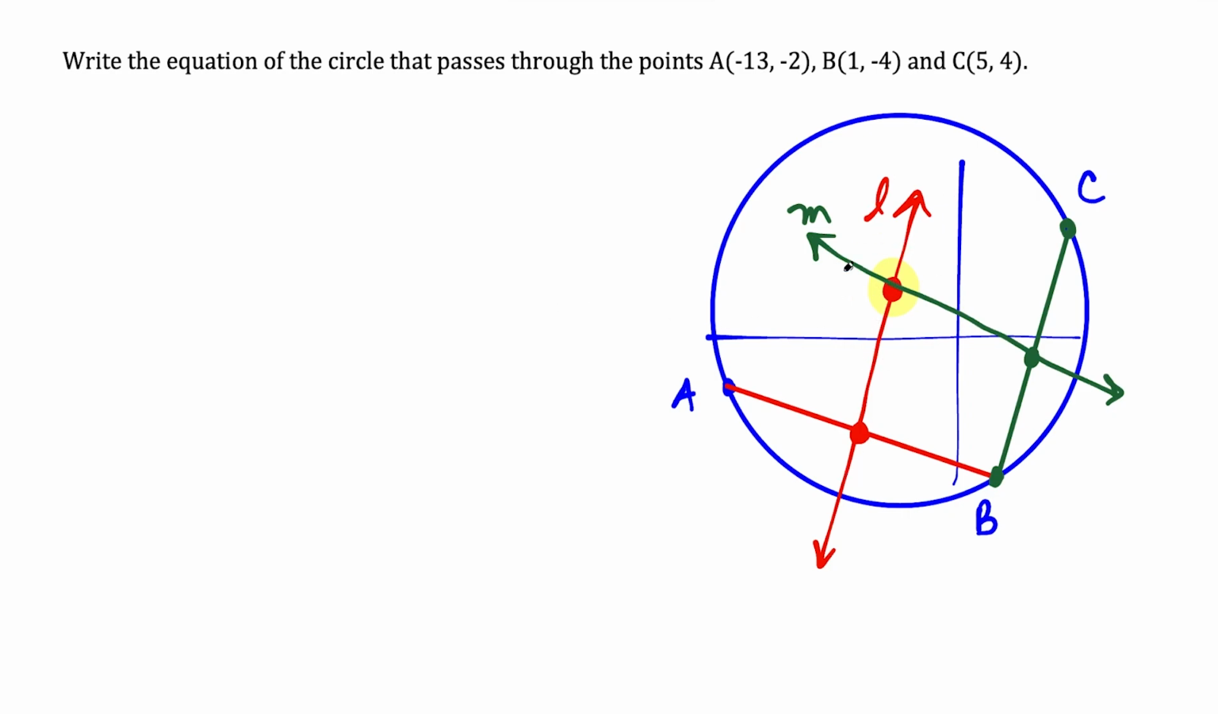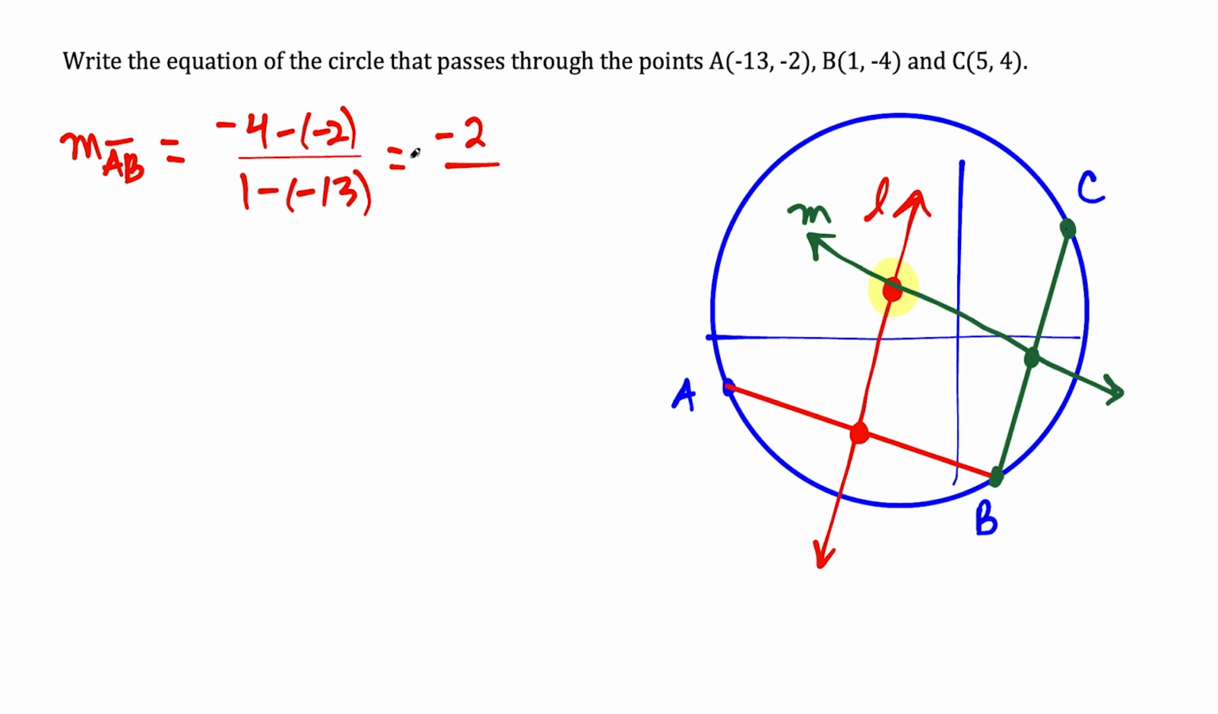To come up with an equation for line L, what we're going to do first is find the slope of line segment AB. For this, we're going to use the formula for the slope between 2 points. So we're going to do the difference of the y values: -4 minus -2, and then divide by the difference of the x values: 1 minus -13. Now if we work this out, -4 minus -2 becomes -2, because this turns into -4 plus 2. And then we divide by 1 minus -13, which changes to 1 plus 13, which is 14. Now if we reduce this fraction, dividing the top and bottom by 2, we get -1/7. So this is the slope of line segment AB.